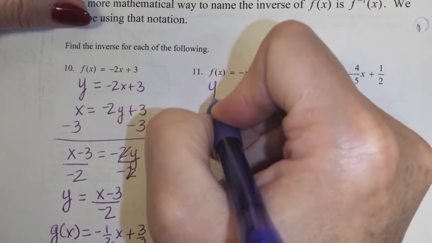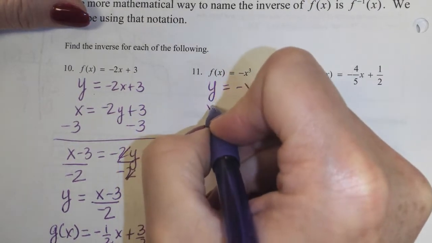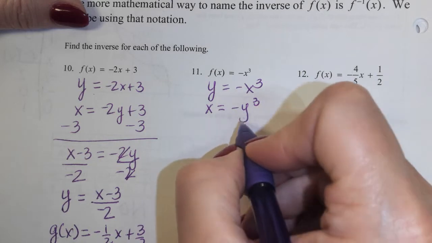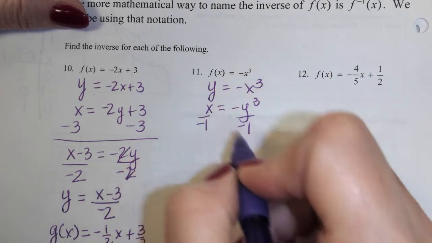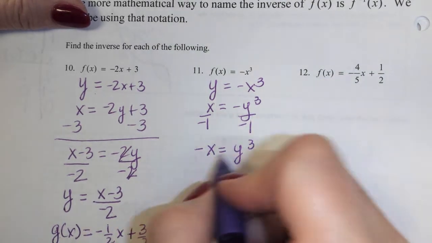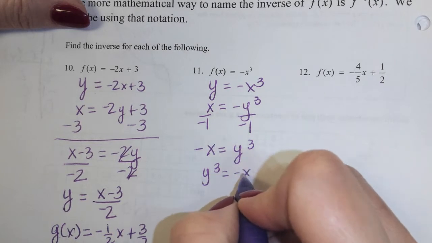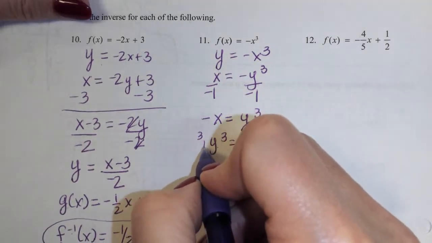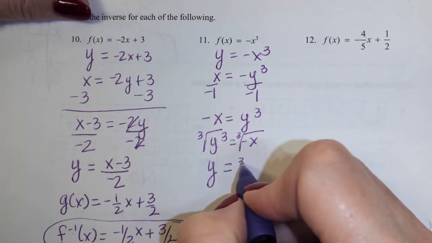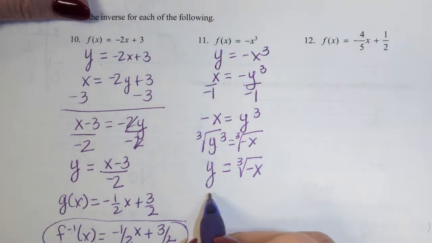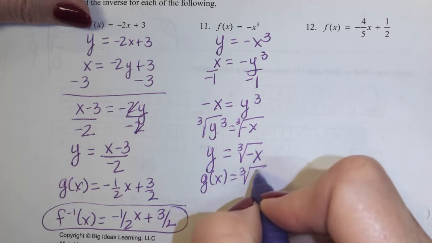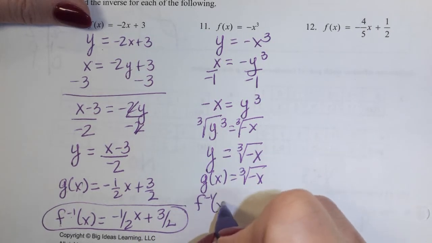All right, here's f of x. That's just y. Y becomes x becomes y. Solving for this new y, I have to get rid of the negative first. So now I'm going to have -x equals y cubed. I'm going to go ahead and switch these around this way. I'm allowed to do that. To get rid of the y cubed, I have to do the cube root on both sides. So now I'm going to have y equals the cube root of -x. So, rewriting that, Big Ideas, you'll write it this way. For us, you'll write it this way.